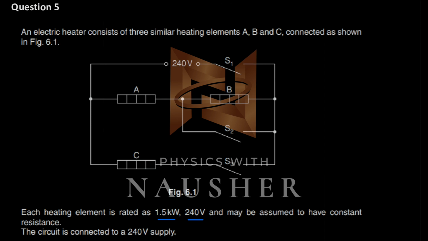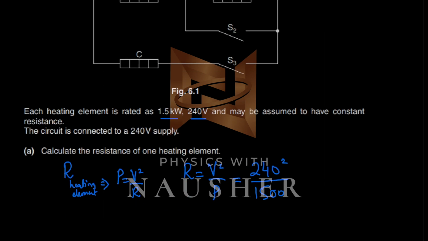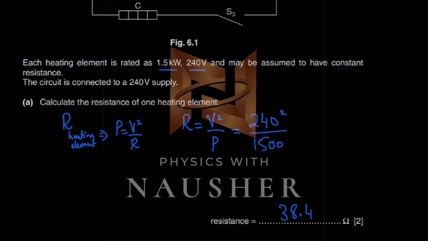All right, let's have a look at question number 5. You're given these heaters. This is the power rating. This is the voltage. The first question says, what is the resistance of one of the heating elements? So you use P is equal to V square over R, and you get your resistance as 38.4 ohms.